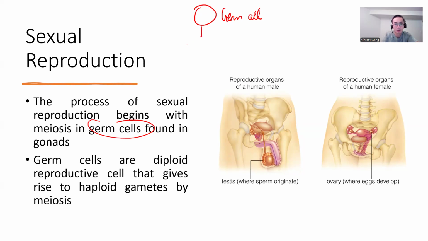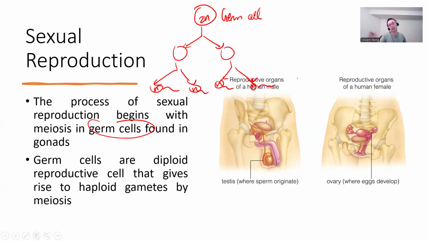And it's going to go through 2 rounds of divisions. And in the end, you get cells that are only going to have 1 set of chromosomes. Okay, so these could be like sperm or something like that.